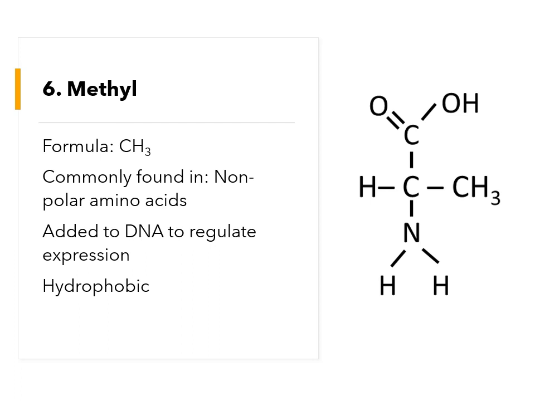Functional group number 6 on our list is the methyl group. With a formula of CH3, this is the odd one out in the list, in that it's the only one that's nonpolar. As such, it's commonly found in nonpolar amino acids, like this one shown here. But it's also important in processes like gene expression, as it can be added to DNA molecules to control which genes are turned on and off. Due to the CH bonds being nonpolar, molecules with methyl groups tend to be hydrophobic and do not mix well with water.